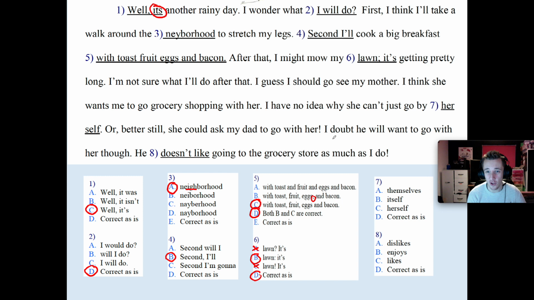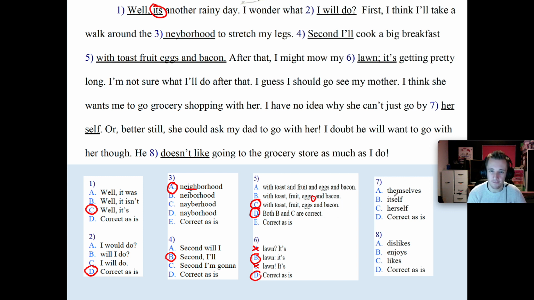The other thing as well to look out for is that both parts make sense on their own. So after that, I might mow my lawn. That is a main clause. It makes sense on its own. It's getting pretty long also makes sense on its own. Both of them are main clauses, so you can put a colon between them.